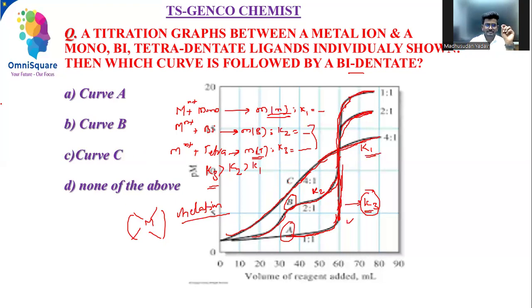Okay. So what is your answer in this question? Which curve indicates the titration between a metal ion and a bidentate ligand? It is curve B. So this is your answer.